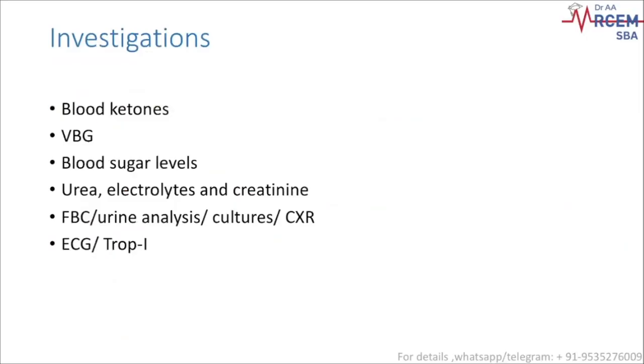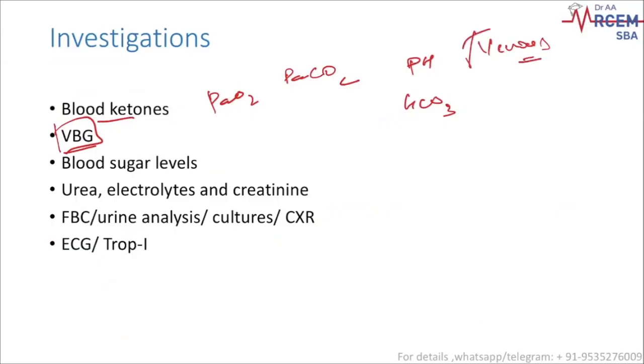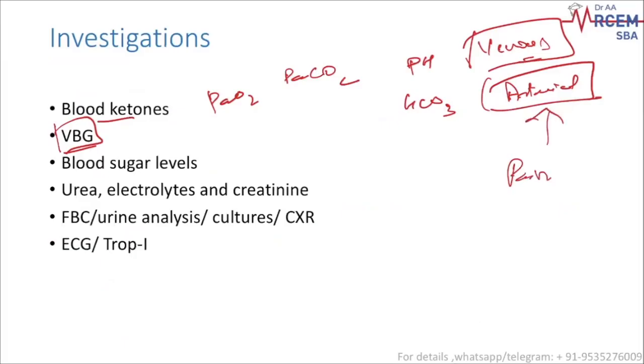Investigation wise, you need ketones for the diagnosis, you need pH. So you're getting a venous blood gas because we're not concentrating on PaO2 or PaCO2 values. We just need the pH and bicarb, which you can easily get from a venous sample also. Venous sample is preferred over an arterial sample mainly because collecting an arterial sample is a painful procedure. For that particular reason, you're just depending on the venous sample.